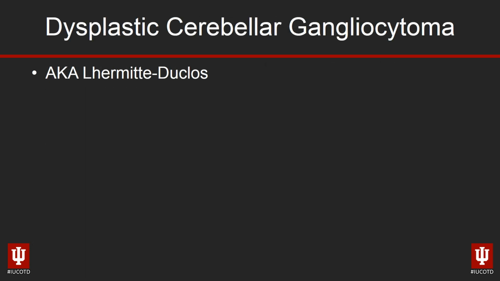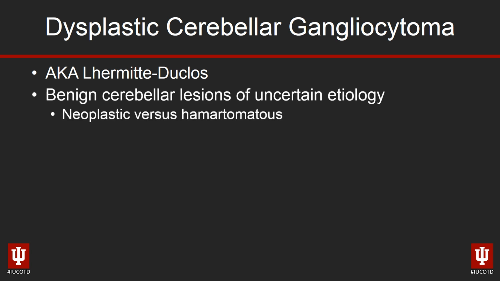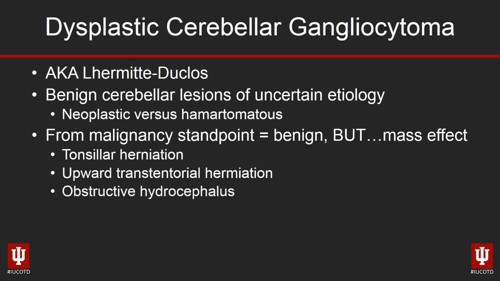This is a patient that has a dysplastic cerebellar gangliocytoma, which is also known as Lhermitte-Duclos, if you like to name things after people, but I wouldn't advise it. And this is a benign cerebellar lesion, and it's of uncertain etiology. It really hasn't been definitively defined whether or not we're dealing with something that's neoplastic, in terms of it being a neoplasm. It certainly is a benign one if it is neoplastic, or are we dealing with something that's hamartomatous? It sort of has features of both. But from a malignancy standpoint, this is a benign lesion.